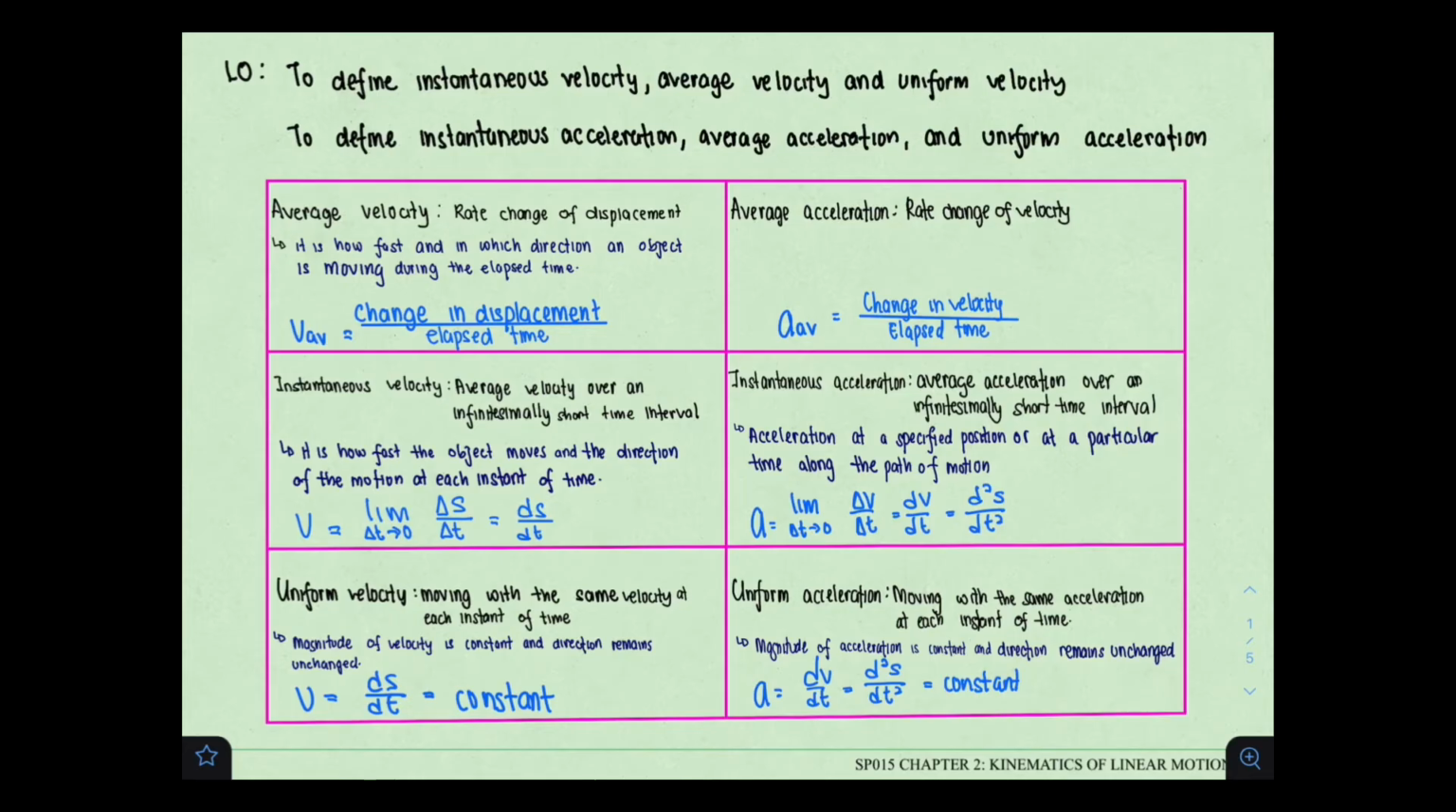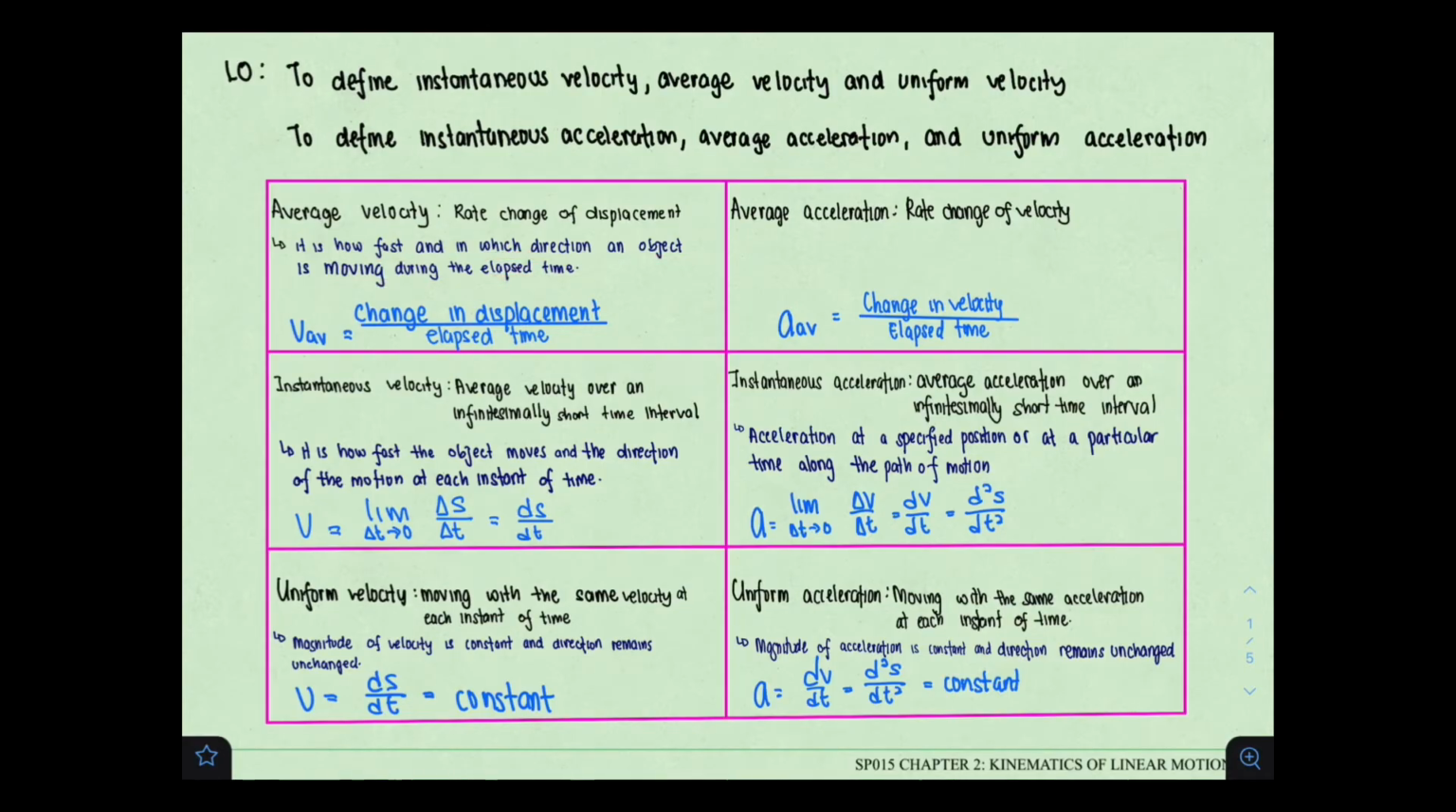So the first thing here is the average velocity. Average velocity is actually the displacement travelled divided by the elapsed time, which is basically, in short, the rate of change of the displacement. Average velocity is the one that we have actually looked at, which is our prior knowledge. It is basically how fast and in which direction an object is moving during the elapsed time.